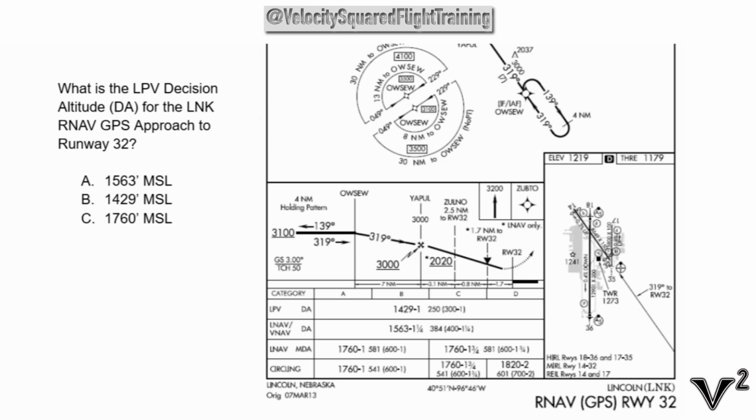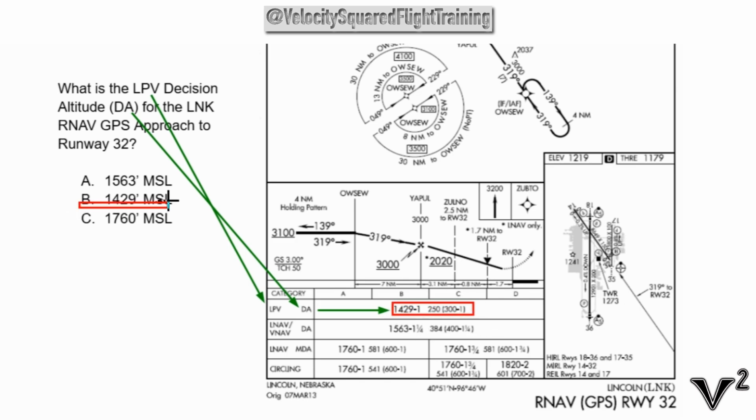All right, on to the next one here. This one is actually maybe one of the easier questions you'll get. It says, what's the LPV decision altitude, okay? It says LPV, and it says decision altitude, okay? And then it gives you three of these, but like, what are we talking about, guys? 1429, right? Just do that one.